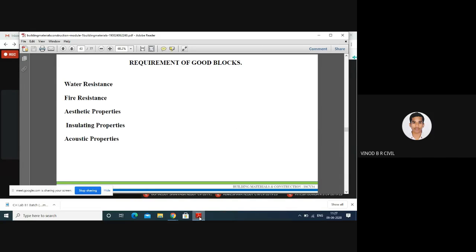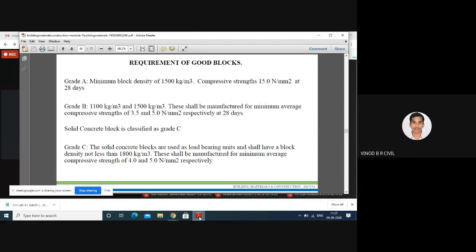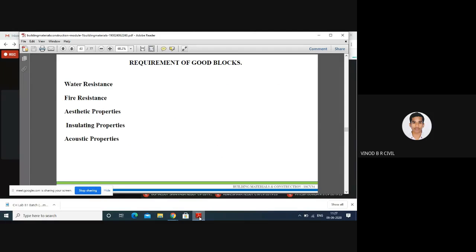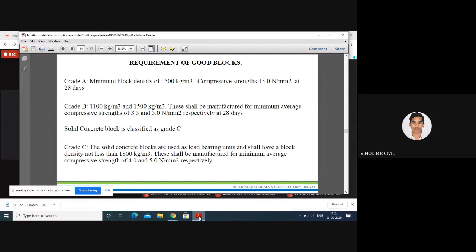And requirement of good blocks. What are the requirements of good blocks? First one is the water resistance, fire resistance, aesthetic property, installation property, and acoustic property. These are the basic requirements of good blocks.